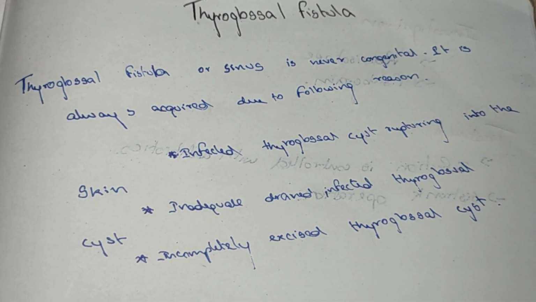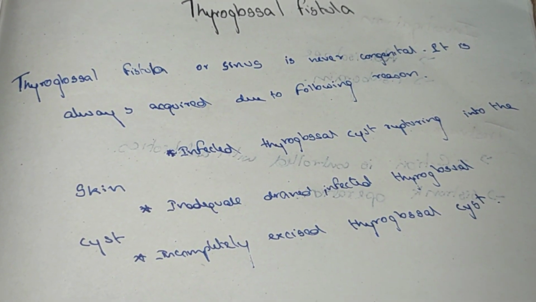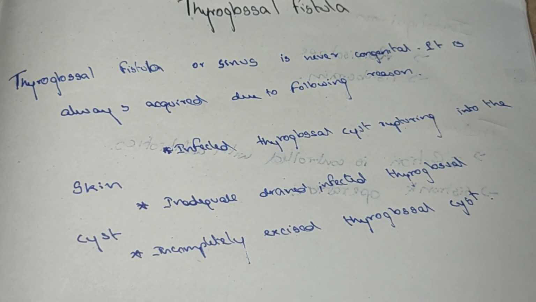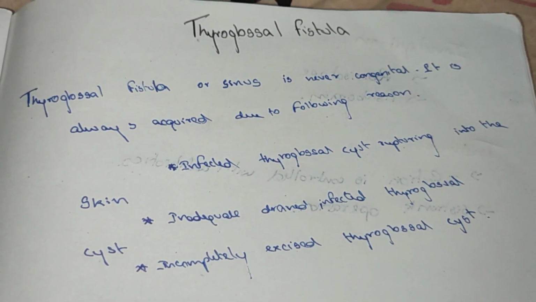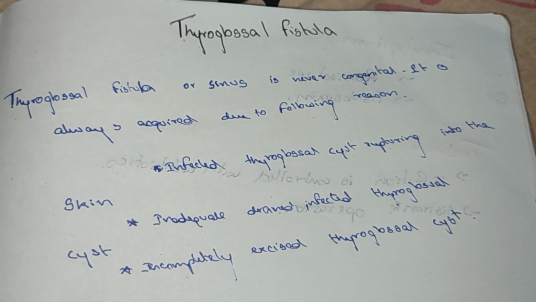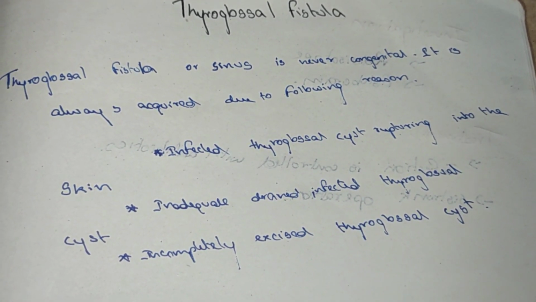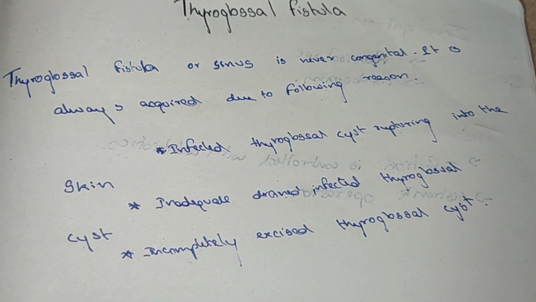It does not come from the parents or from the genetics, and it is always acquired due to the following reasons. It is always acquired. It is not a congenital disease. Infected thyroglossal cyst rupturing into the skin.